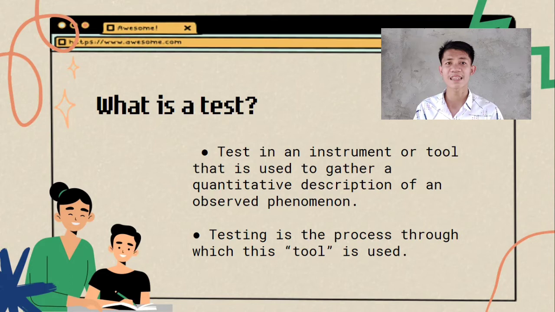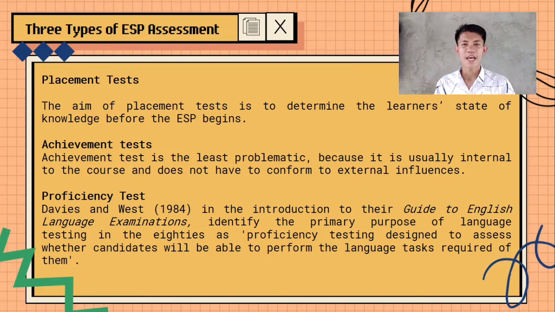This means that it is not excessively expensive, it stays within appropriate time constraints, and its scoring procedure is specific and time efficient. Moving on, here are the three types of ESP assessment.